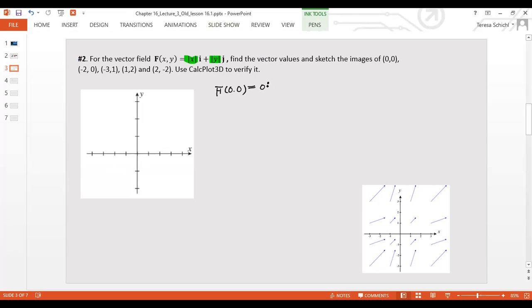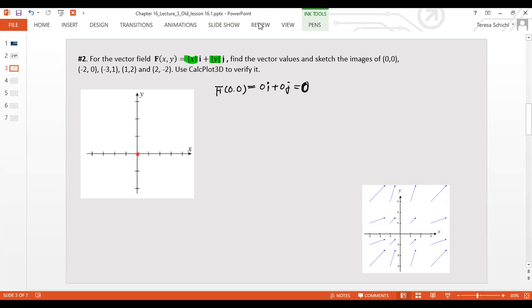So F(0, 0), you put the zeros here. What do you have? You have 0i plus 0j. So this is zero, and this is a component. So this is a vector at (0, 0), but it doesn't have any magnitude, so it's just the point.